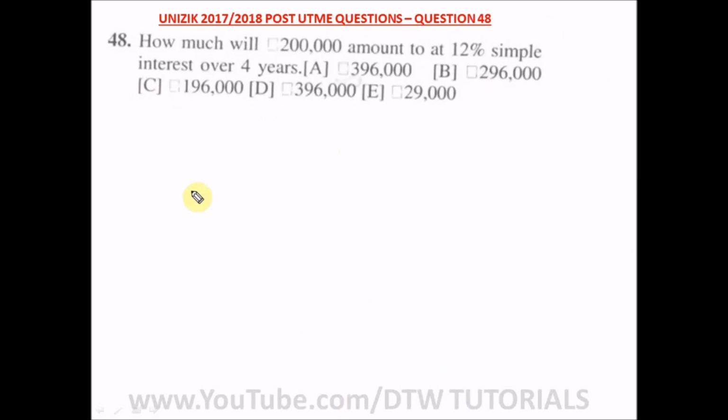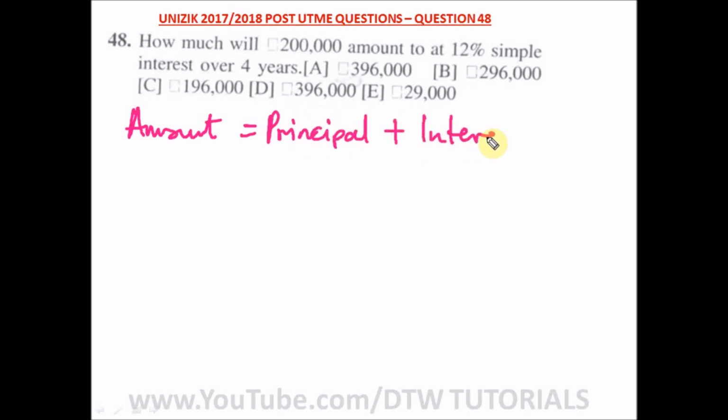Question 48 of the UNIZIK 2017/2018 post-UME past questions. It says, how much will 200,000 naira amount to at 12% simple interest over 4 years? Remember, amount is equal to principal plus your interest. So the question says what will it amount to? We have our principal, but we don't have our interest. Remember, to find your interest is PRT divided by 100. That's your principal, which is 200,000.